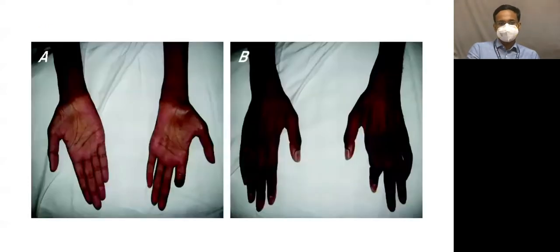So these are some photographs which I'd like to show of such patients. If I can take your attention to compare between the right and the left hand, it is quite evident that there is significant wasting of the thenar eminence of the left hand as compared to the right hand. And you can also see that there is clawing in the left hand as compared to the right hand.